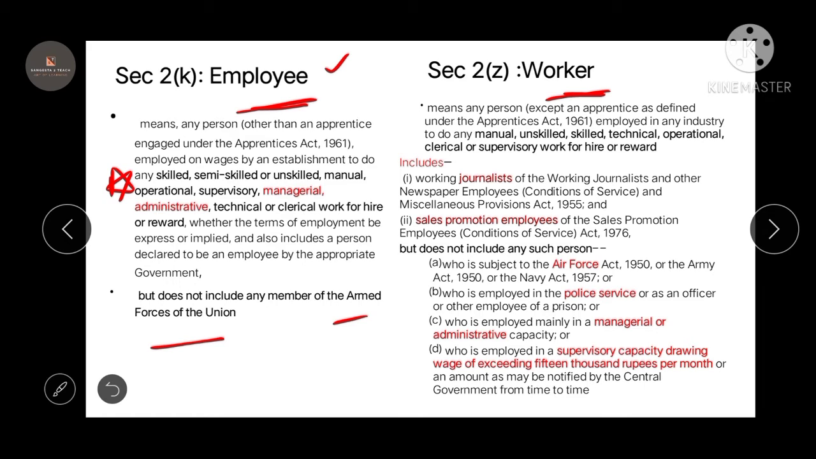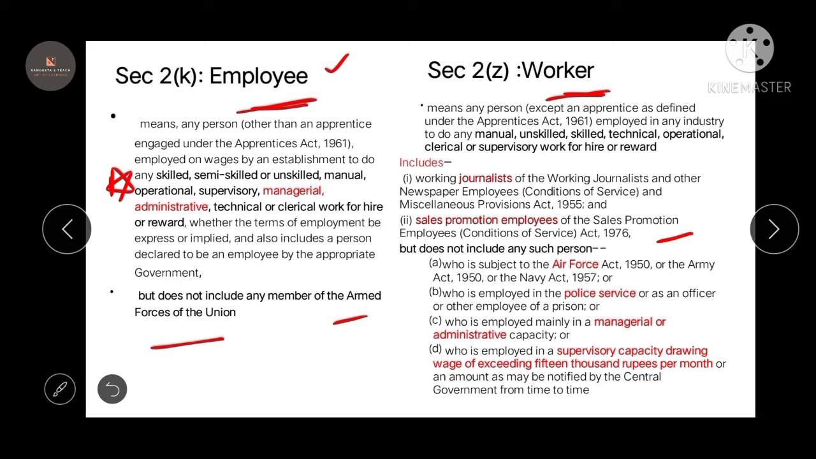Whereas worker. Now the worker definition has been changed under the Code on Wages. The new Code on Wages says that workers who are working in journalism, that is working journalists and other newspaper employees under the 1955 Act, and sales promotion employees under the Sales Promotion Employees Act 1976, also fall under the term worker. So the definition of worker has been changed. So the person who is other than an apprentice and who is dealing with manual, unskilled, skilled, technical, clerical, and supervisory work, and who is also working as a journalist or a sales promotion employee, is considered a worker.